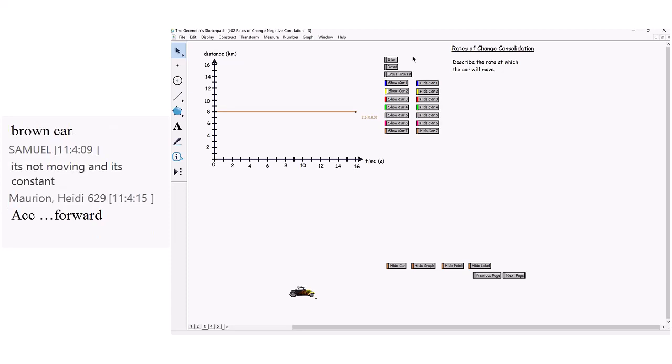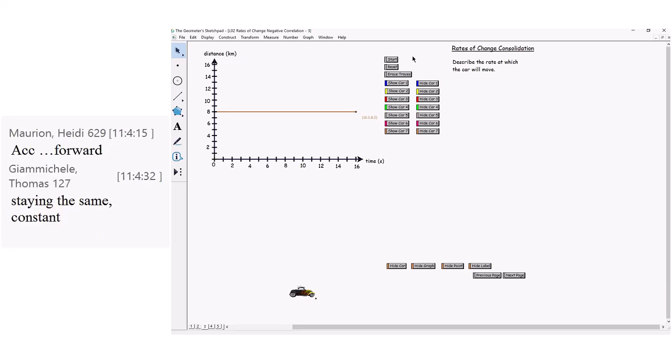So let's take a look at the graph there. We are getting this horizontal line. Is the distance changing? That's the question I'm going to ask you. Does distance change?